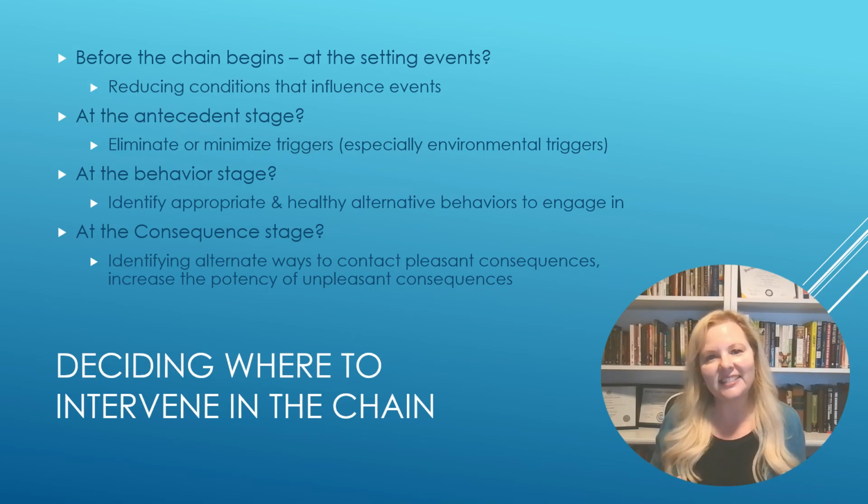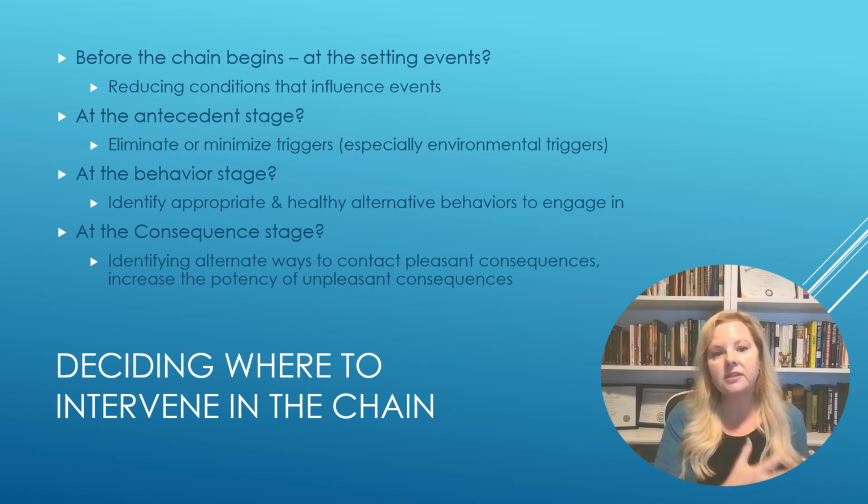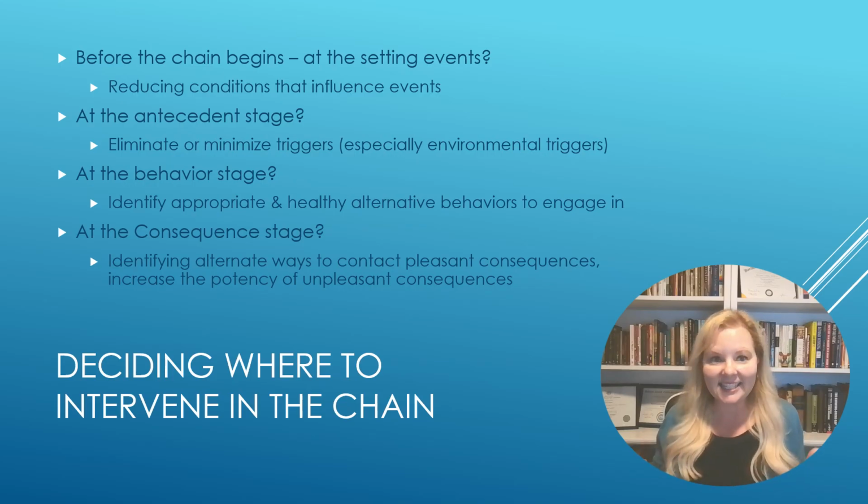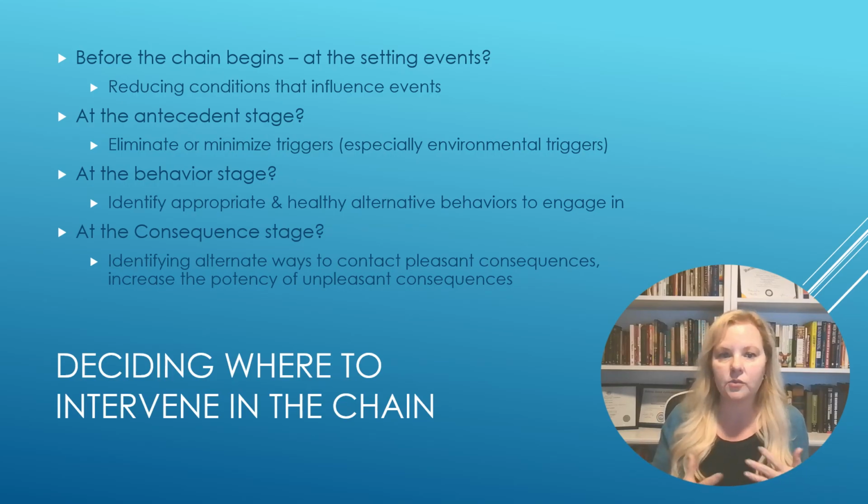Behavior chain analysis can give us important information that can help us make decisions about where to intervene in the chain. Maybe we want to intervene even before the chain begins at the setting events, reducing conditions that will influence events. We might want to intercede at the antecedent stage, eliminating or minimizing triggers, especially environmental triggers.